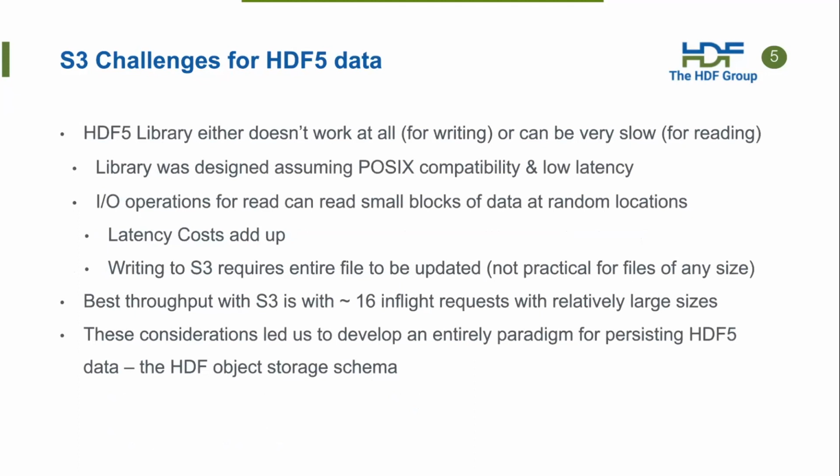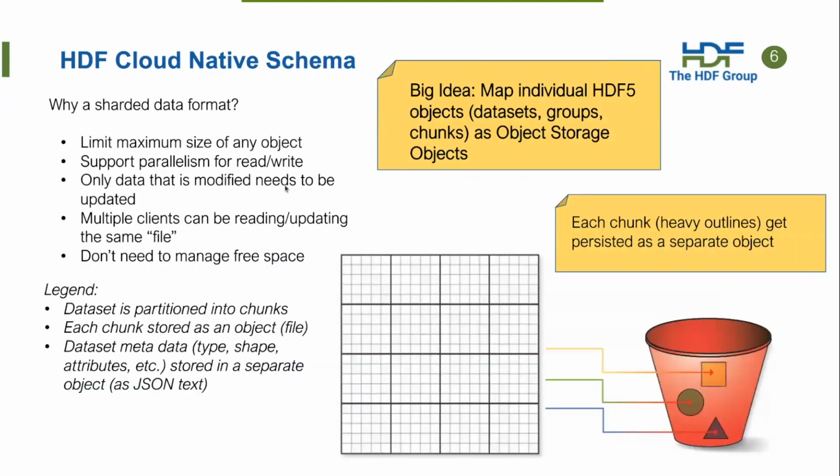The reason for the slowness is that, compared to POSIX I/O, the latency for S3 access is ginormously high. Still, you can get really good throughput with S3, but you can't get that with a bunch of serial I/O requests. You have to do fairly large requests, with 8 or 16 in-flight requests at any one time, to get the best performance. Given all this, we developed a new paradigm for storing HDF data in the cloud, the HDF Object Storage schema. And it works like this.